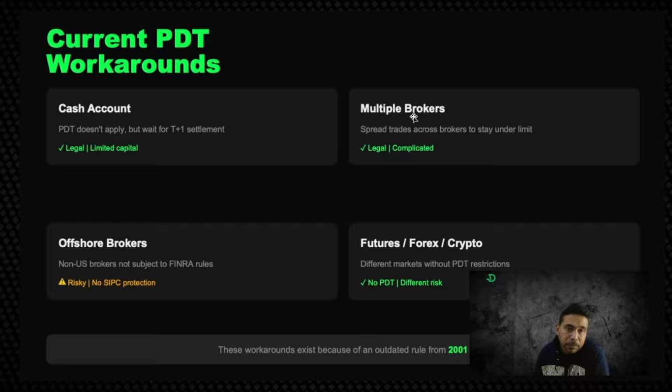Then another thing people use is multiple brokers. Because it's a broker-wise rule, you can have maybe a Robinhood account and a Webull account. You can do multiple accounts and use a margin account in both of them, and that's a workaround people try. Offshore brokers: there are some brokers which, because they are not bound by US rules, may provide a bit of flexibility around these rules, right? Another thing is futures, forex, or crypto. Obviously, those are not under this rule. It's only applicable to stock or option trades, right?